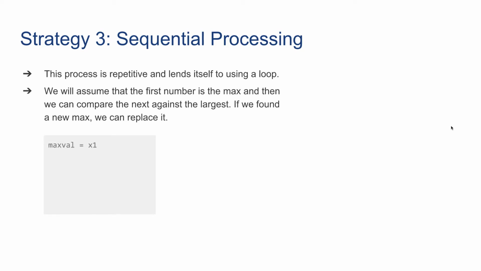And here's the solution. So first we're going to assume that x1 is the max val, and then we'll see if x2 is greater than max val or not. In that case, we have a new max val. Otherwise, we'll check if x3 is greater than max val. If that's true, we have a new max val x3. And let's try this in the editor.